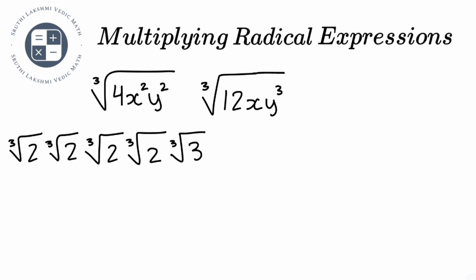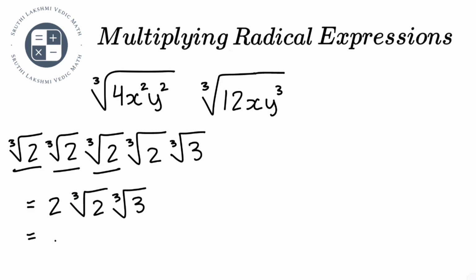Now we have to look for 3 of the same number since we're doing the cube root. Here we can find 4 cube roots of 2, but we only need 3. So we take these 3 and multiply them. 2 times 2 is 4, 4 times 2 is 8, and the cube root of 8 equals 2. So we write 2 times the cube root of 2 times the cube root of 3, which would give us 2 times the cube root of 6.